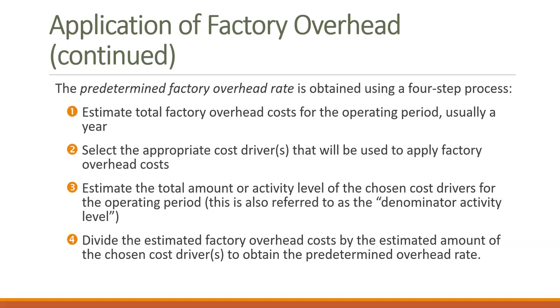Then we estimate the total amount or activity level of that chosen cost driver for the operating period. So this might be, if we've decided that the appropriate cost driver is direct labor hours, then we're going to estimate how many direct labor hours we need for the year. We divide that estimated total factory overhead cost by the estimated amount of our chosen cost driver, and that gives us our predetermined overhead rate.